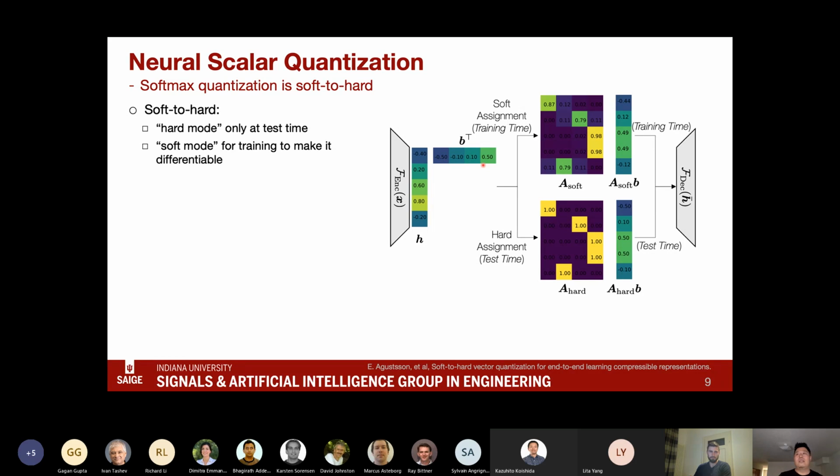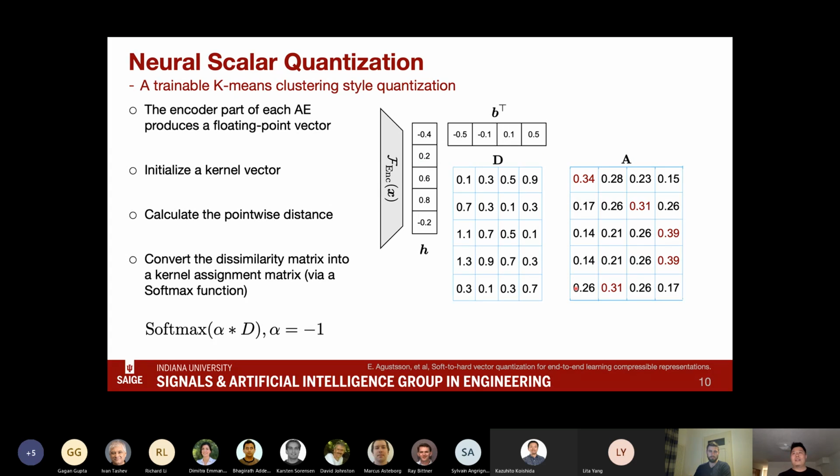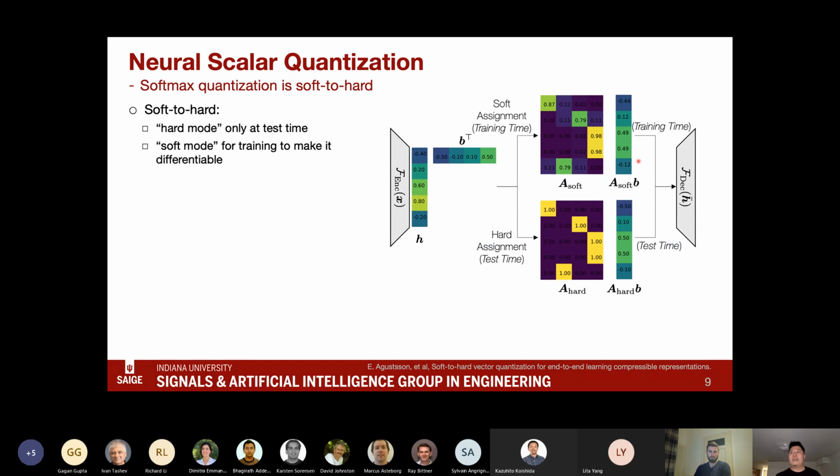At test time, we will convert this A soft matrix to the corresponding A hard matrix to make sure the quantization is conducted. You may wonder, will the performance drop a lot at test time if you replace A soft by A hard? Yes, that's why there's another maneuver. Long story short, if we could make this soft version as close to the hard version as possible, at test time, the performance drop will be minimized.